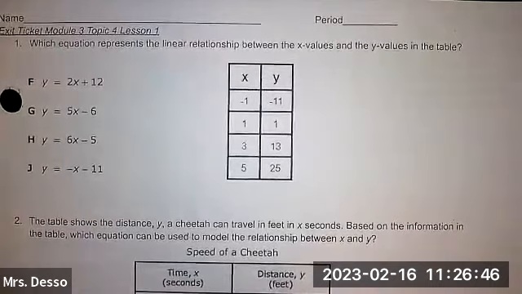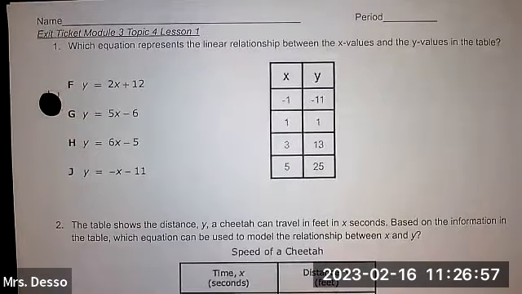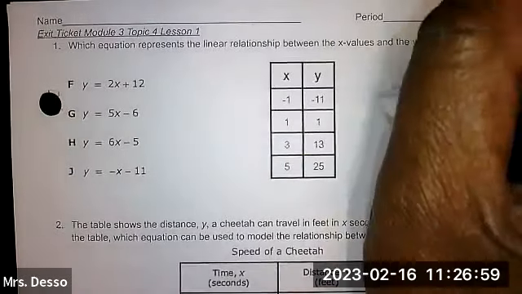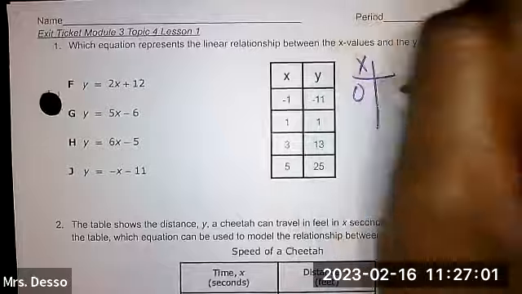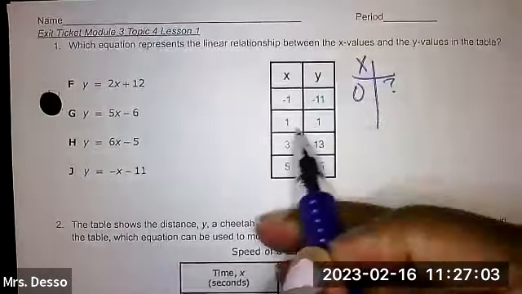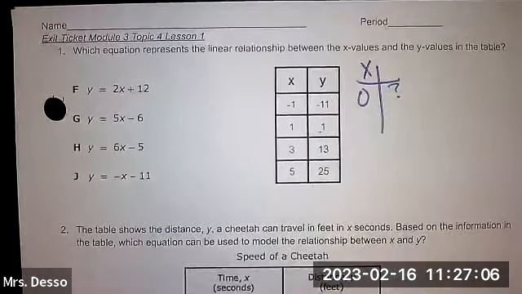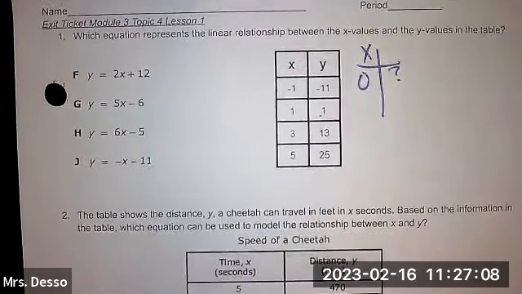All right, so this is module 3, topic 4, lesson 1, where we're taking tables and graphs and creating equations from them. The first thing I taught you to do was to start with the y-intercept. The y-intercept is when x equals 0. We don't have that value here, so the next thing I need to do is substitute.